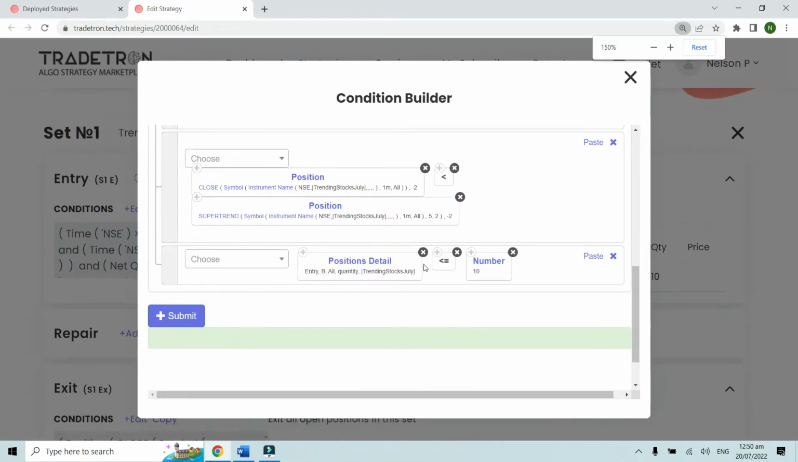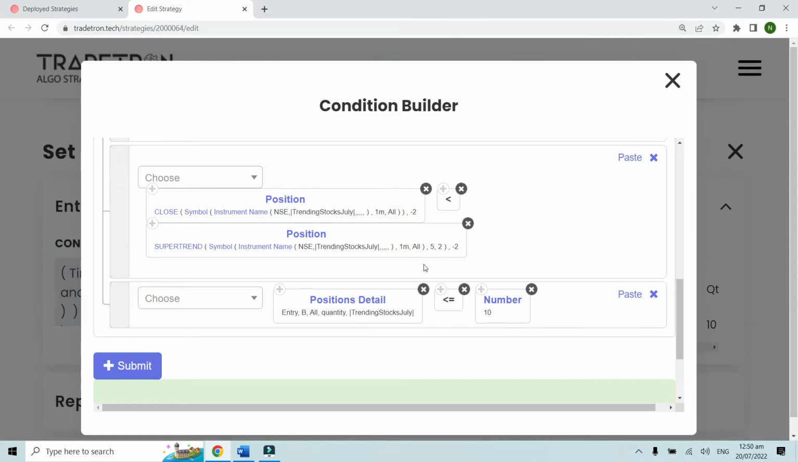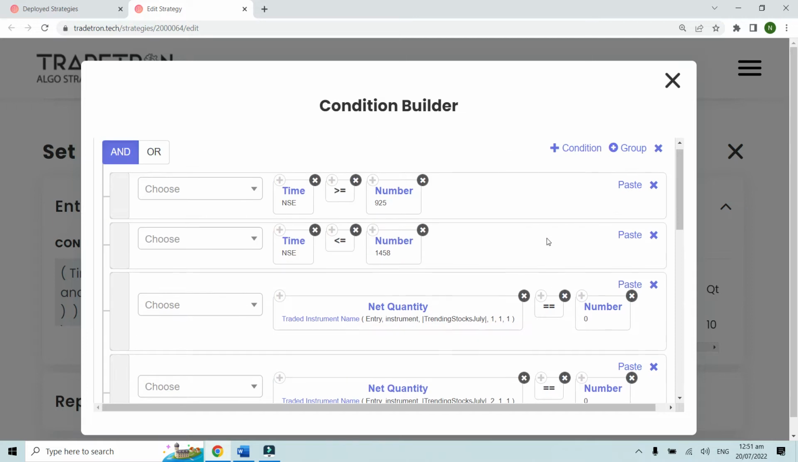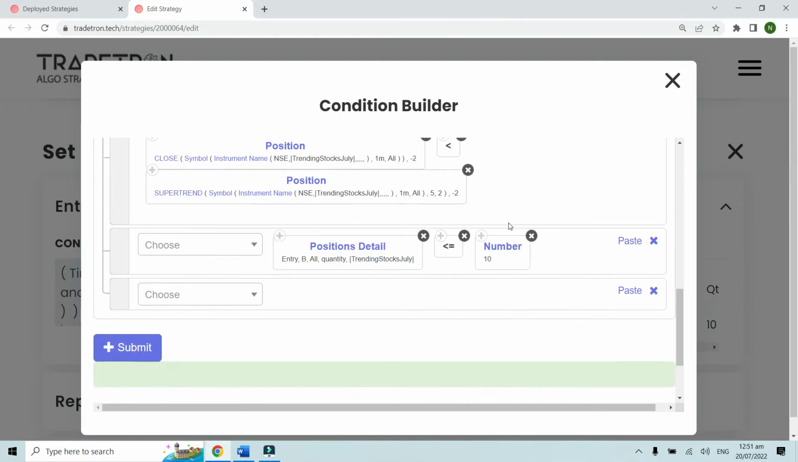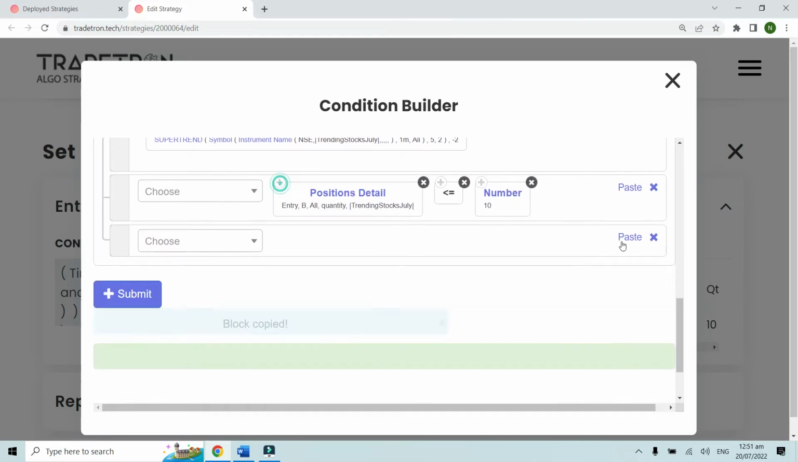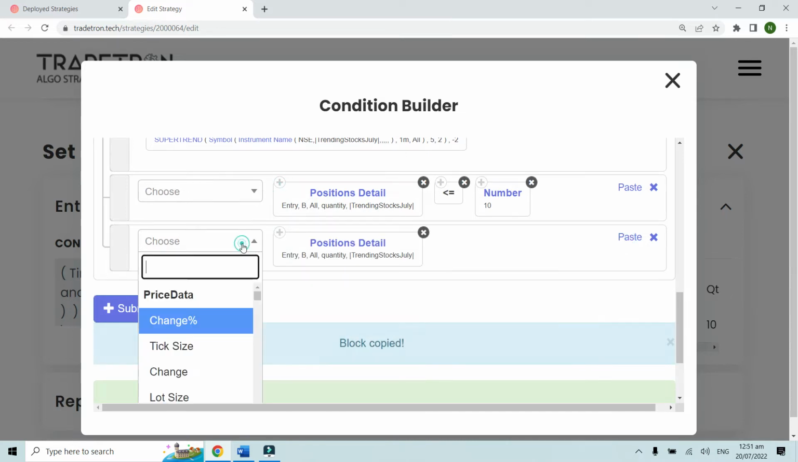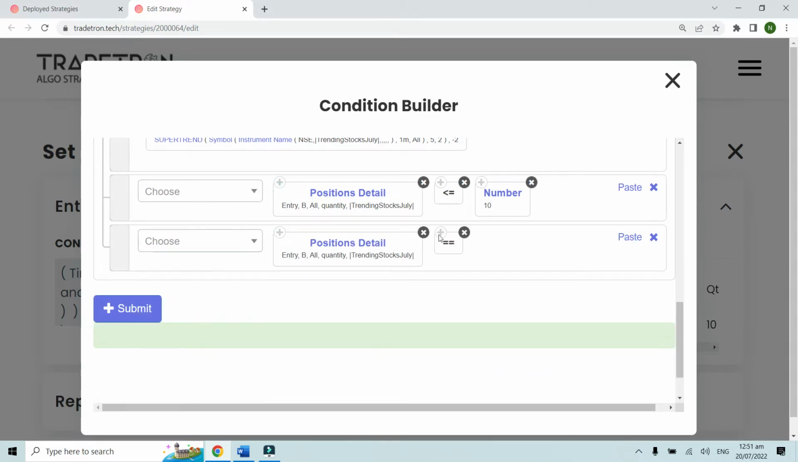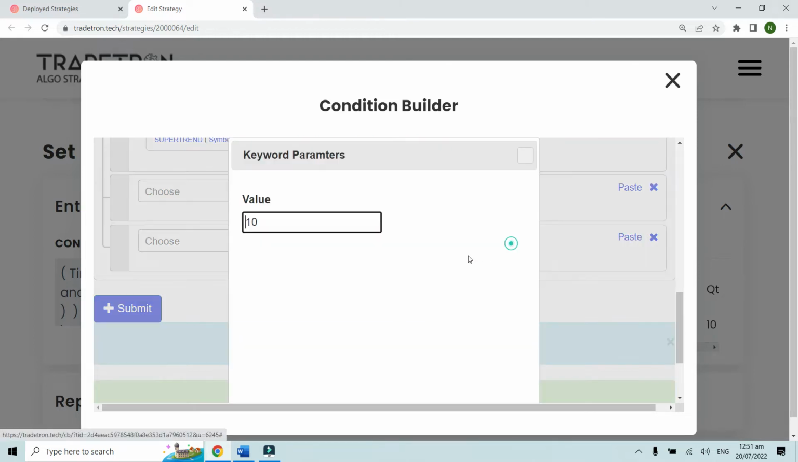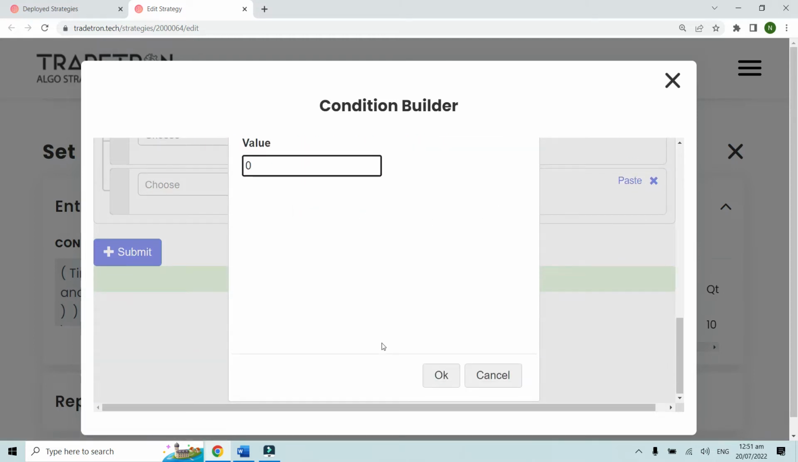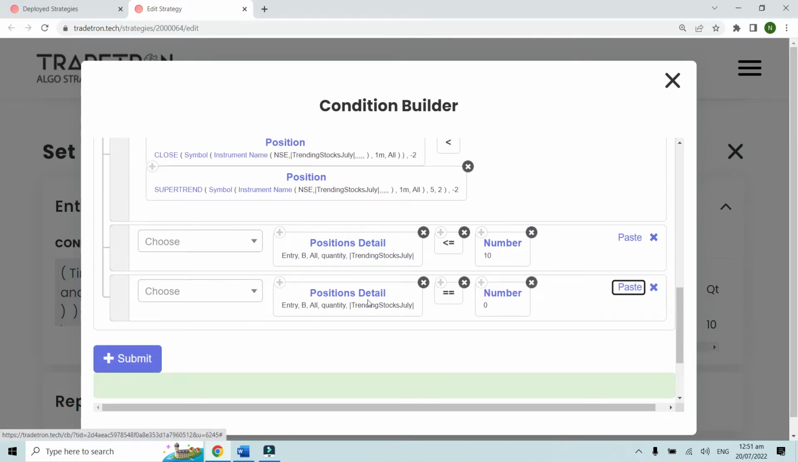For one time entry, we already know that to trade just one time on the buy side, we just have to keep positions detail equal to 0. I'll show you right now. If you have to take entry just one time, all you have to do is keep this as number 0. When you keep it like this, it will enter into the buy side of these stocks just one time during the day if you use positions detail equal to 0.